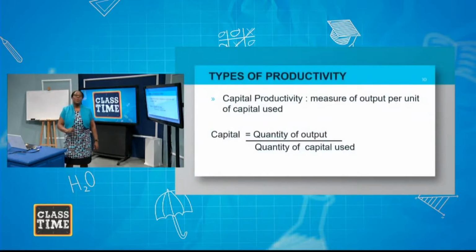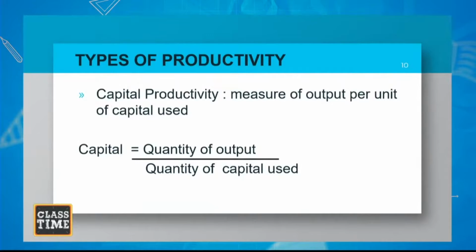Then you have what is called capital productivity. Again, it's measuring our output per unit of capital used, and it is calculated as your quantity of output divided by the quantity of capital used.